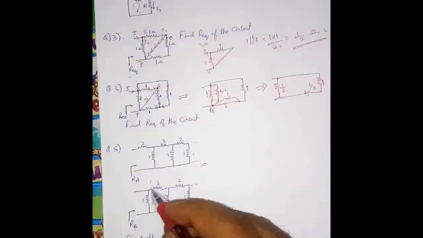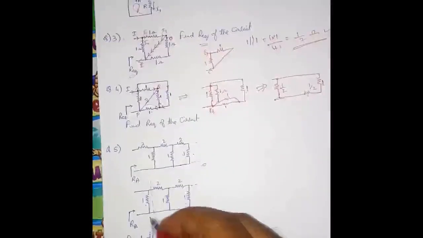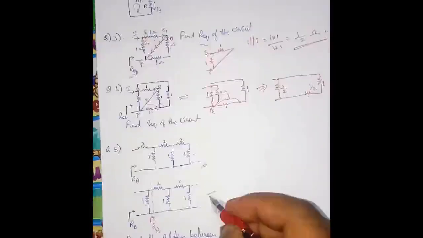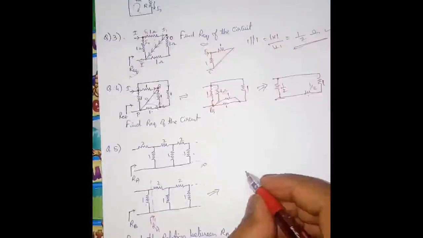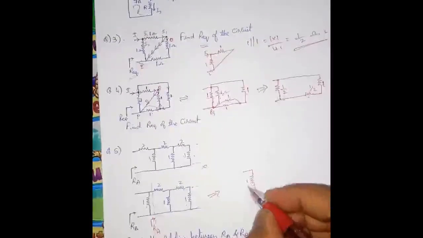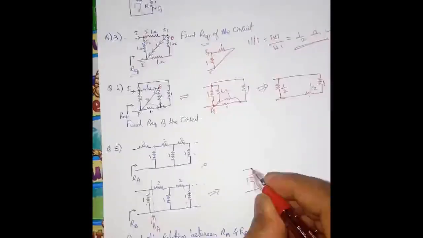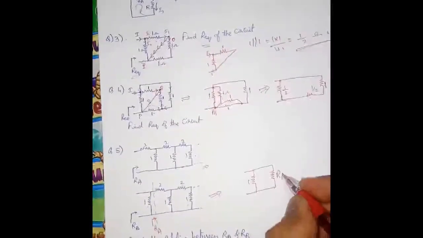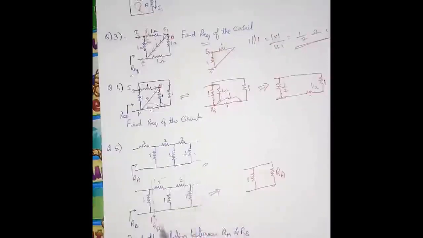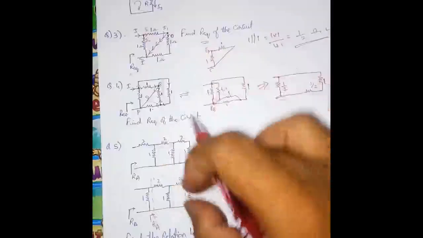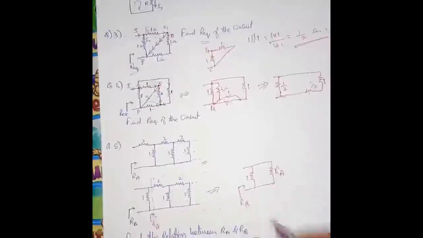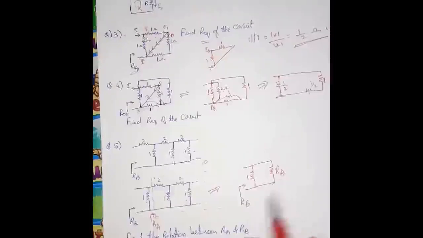So this portion I can say as RA. So I can redraw this circuit like this. Just 1 ohm resistance is here, and I will have one resistance, and I name this as RA, because from here it is similar to RA. I'm just replacing this with RA, and by looking into this we get the resistance that we name RB. So find the relation between RA and RB, that's the question.